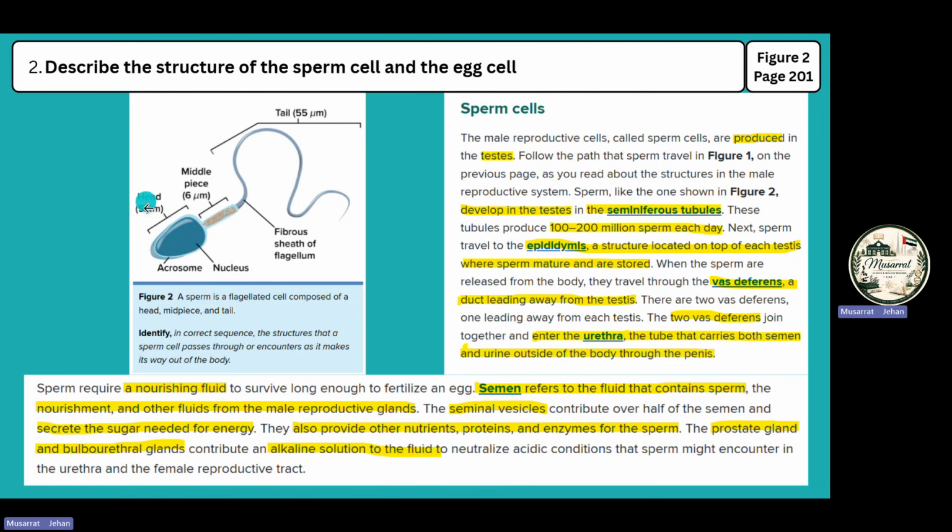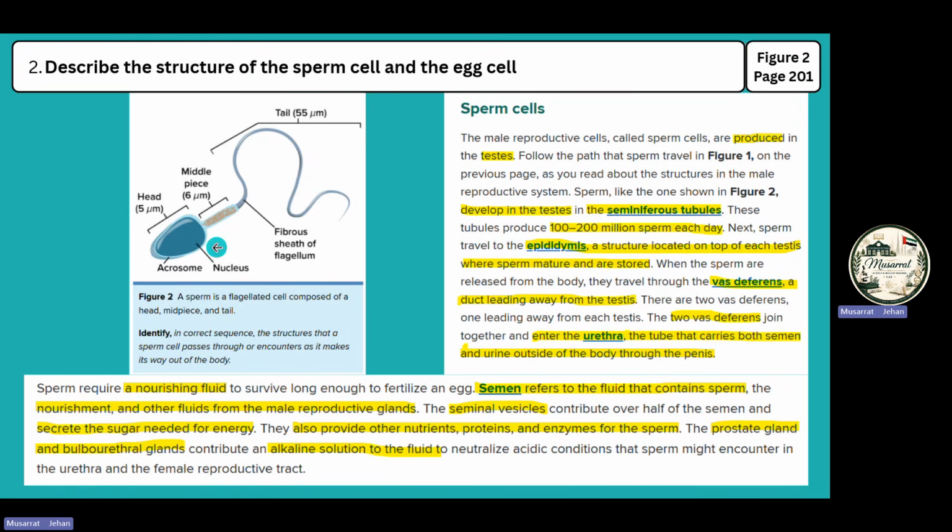It has a head, a middle piece, and a tail. On the tip of the head is the acrosome, and then there is a nucleus. It is 5 micrometers long. The middle piece is 6 micrometers, and the tail is very long, 55 micrometers. So you should be able to identify the parts.